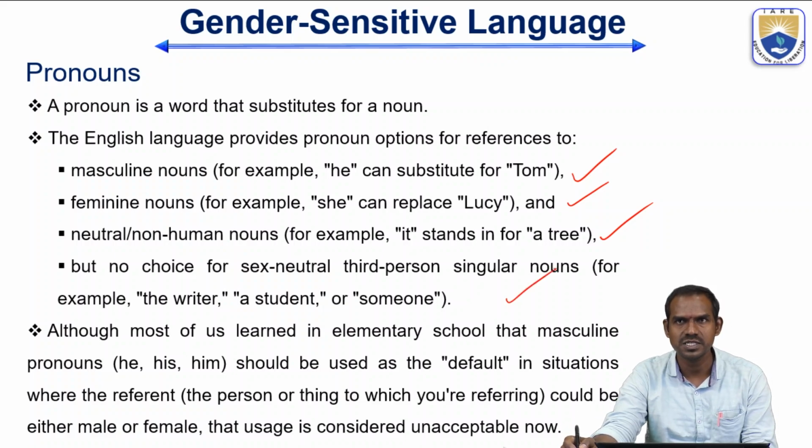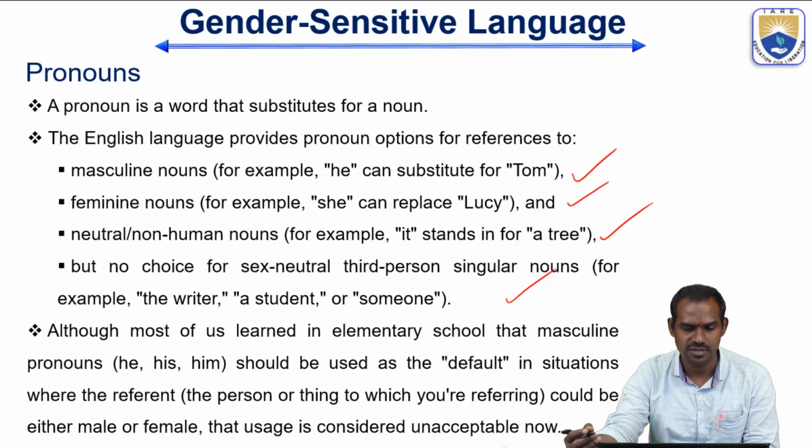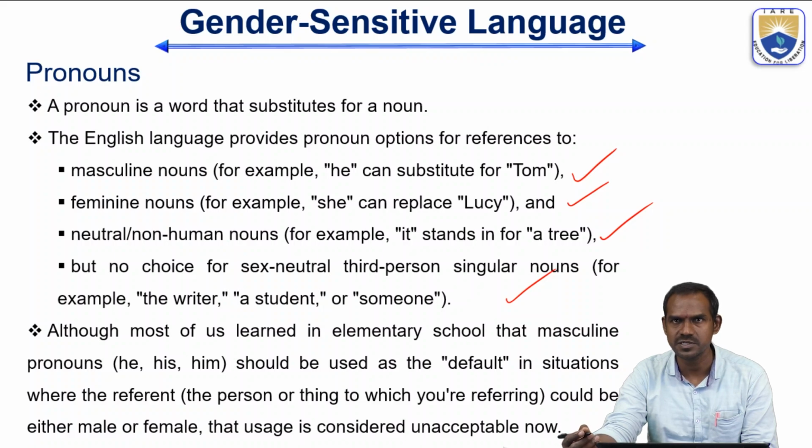Let's look at these four cases carefully. Masculine nouns: for example, he can substitute for Tom. Any male name can be substituted by he, and any female name can be substituted by she. For feminine nouns, for example, she can replace Lucy, where Lucy is the noun and she is the pronoun. Similarly, in the masculine example, Tom is the noun and he is the pronoun.